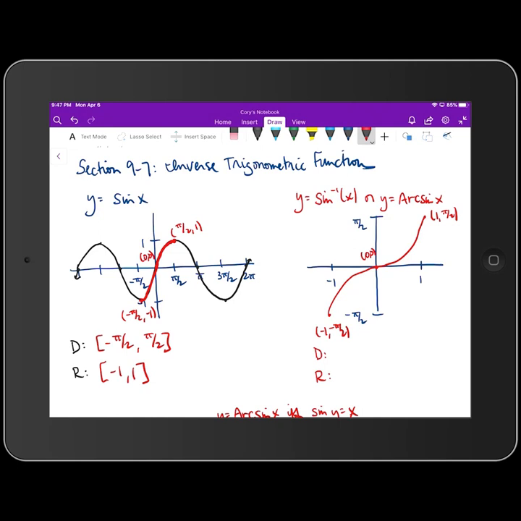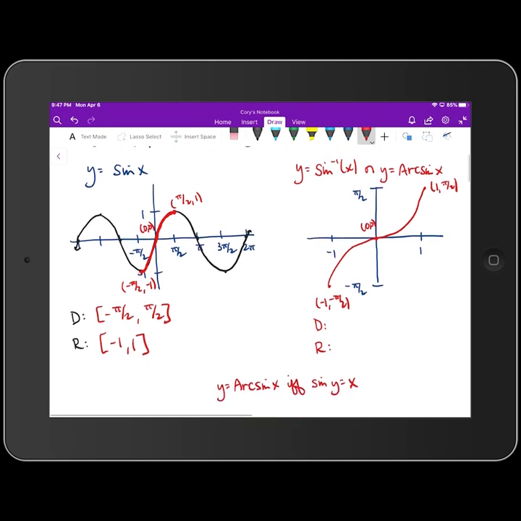Okay, so there are 2 ways that we can denote the inverse sine function. The first way is y is equal to sine inverse of x. Again, it looks like an exponent of negative 1, but it's not. Again, that's how we denote an inverse. Or the other way that you'll see books represent the inverse sine function is by writing it as arc sine. So y is equal to the inverse sine or y is equal to the arc sine are exactly the same thing.